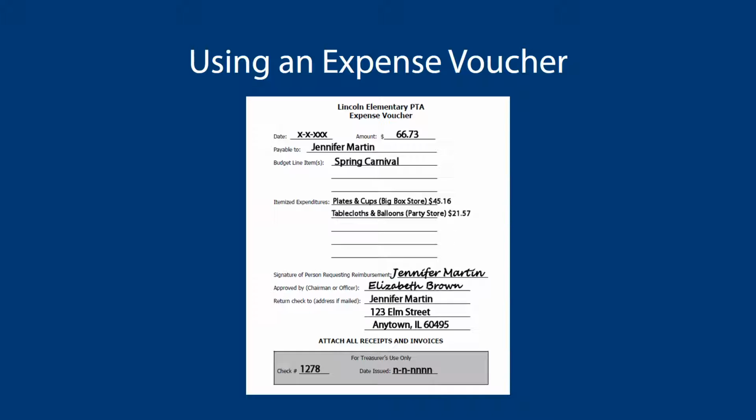Once all of the information on the expense voucher has been provided, along with receipts, invoices, or purchase orders, the treasurer records the check number and the date the check was written on the voucher. They also record the expense in the check register and in the PTA ledger according to the proper budget line. The expense voucher is then filed away for the treasurer's report and the PTA audit.